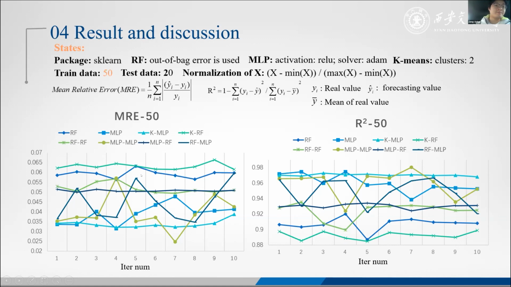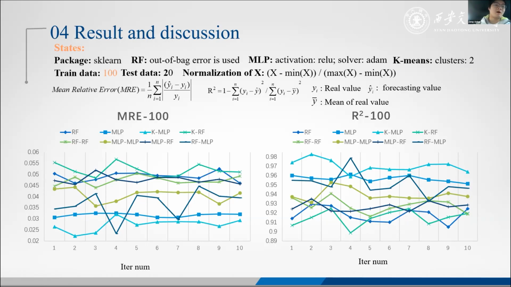From the mean relative error picture, we can see that k-means combined with MLP has the least value, and from the R square picture, we can also see that k-means combined with MLP has the highest and most stable values. That is to say, k-means combined with MLP is superior to all of the other models. Also, you can see that k-means combined with random forest has the best performance in this case study.